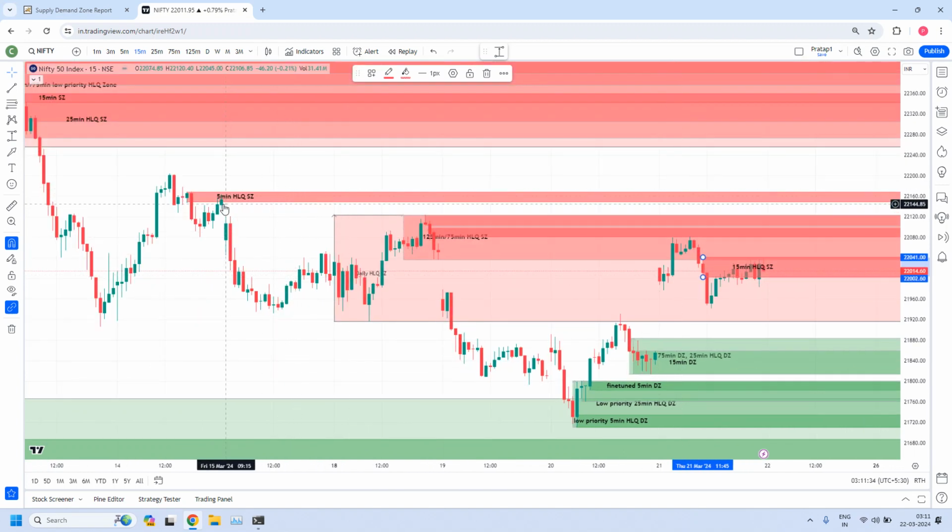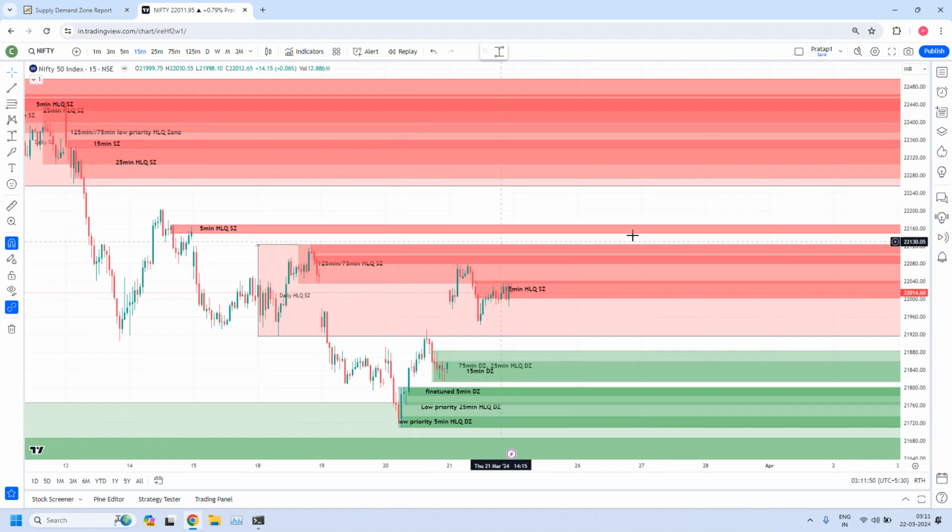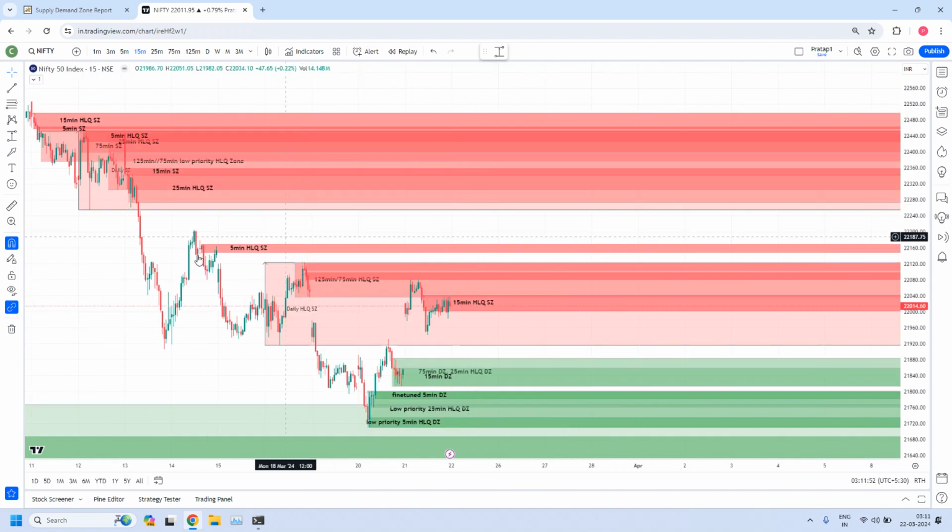Just above that there is a 5 minutes high liquidity supply zone. Remember, in case this zone is violated, this will act as a bull trap. Definitely institutions would have kept a very strong order flow in this area. That possibility is there. Remember, this 5 minutes high liquidity zone will act as a bull trap.